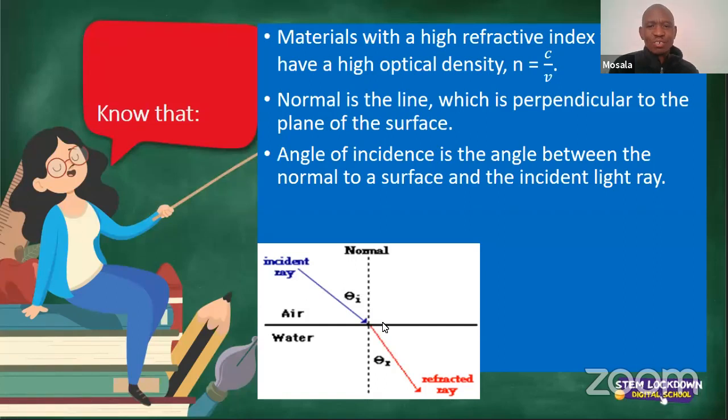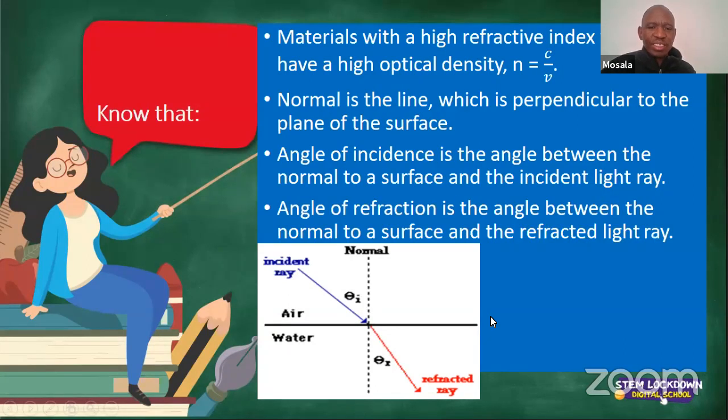Right. The angle of incidence is the angle between the normal to the surface and the incident light ray. So, for instance, here, this is the normal to the surface, and this is the incident light ray. So this will be the angle of incidence. The angle of incidence is the angle between the normal to the surface and the incident light ray.